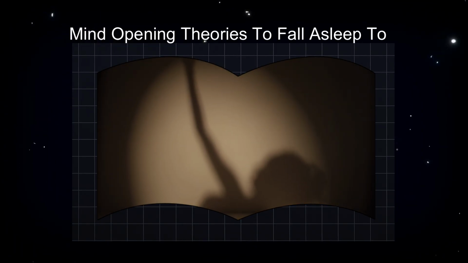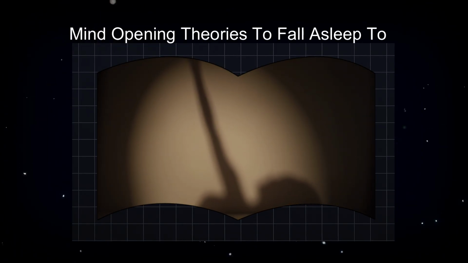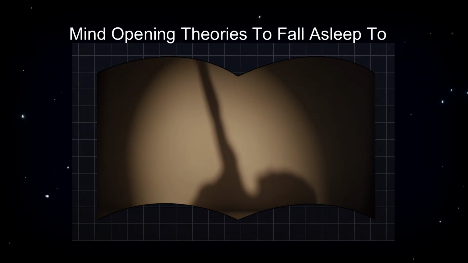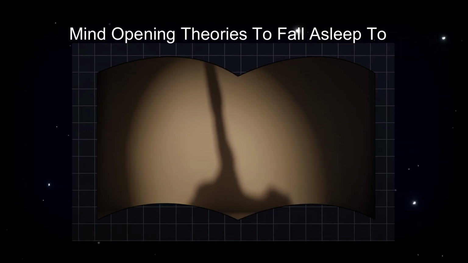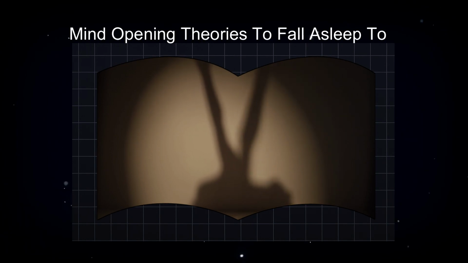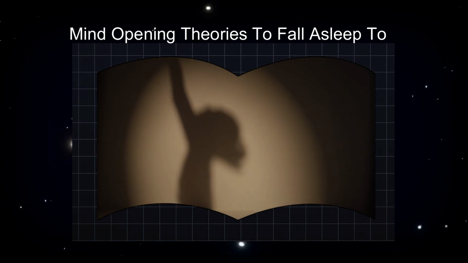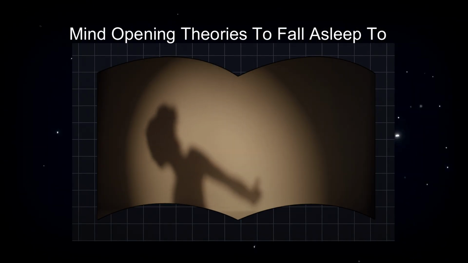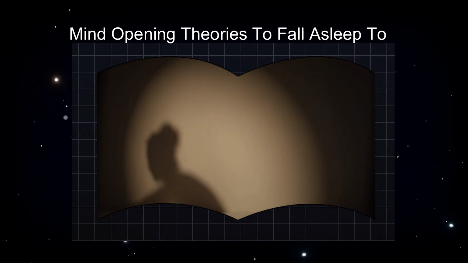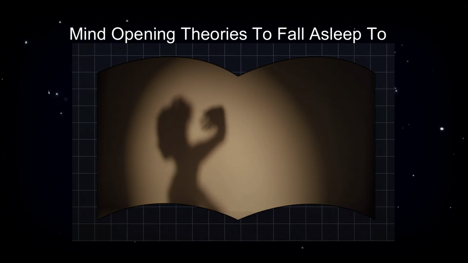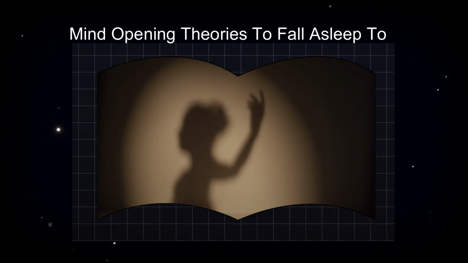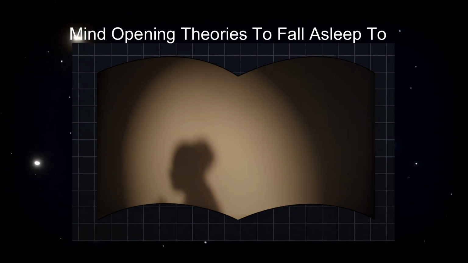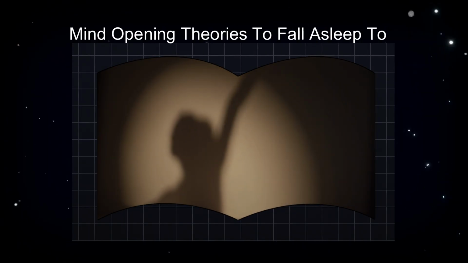If MWI is true, then there could be billions of versions of you. Some who took different jobs, met different people, made different choices. In other universes, entire galaxies might look different. The laws of physics might even change. But here's the catch. These universes are completely separate from ours. So how could we ever know they exist? That's the main criticism. If you can't test it, can you really call it science?